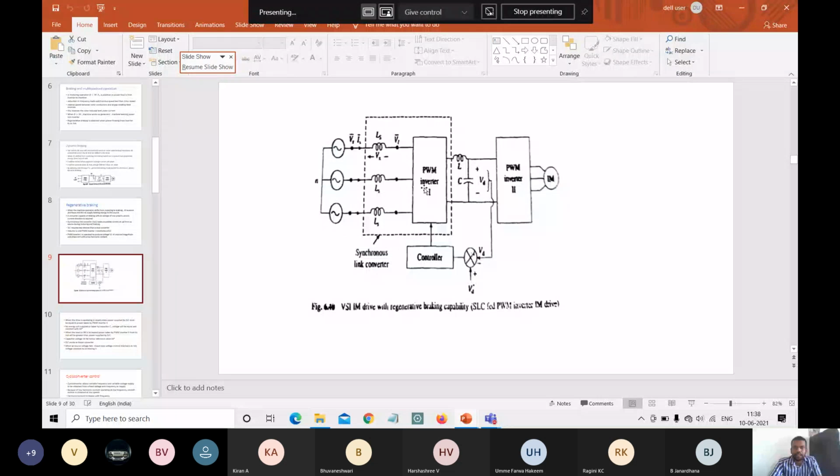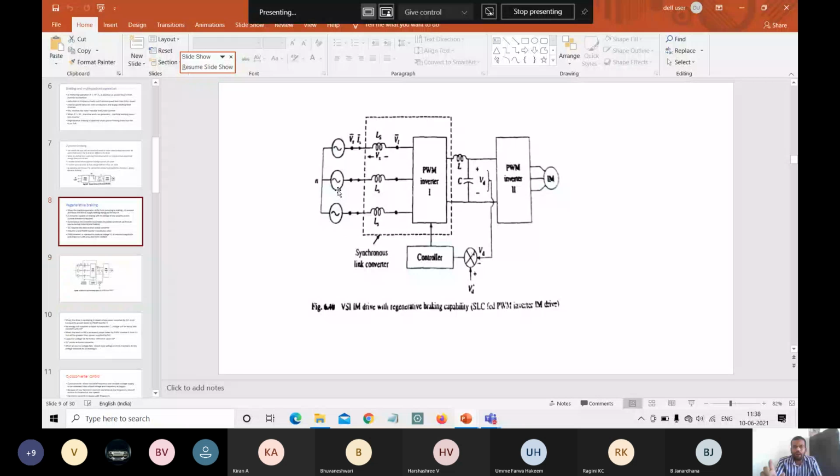Same is the PWM inverter. So this inverter and this is one more inverter. This inverter and SLC, LS combinedly called your, sorry, not VD, that is SLC, synchronous link converter. These two combinedly act to get the required phase voltages and also low harmonic content.